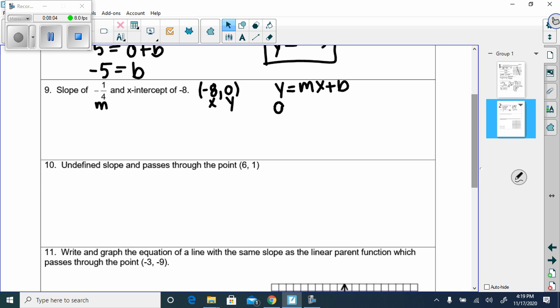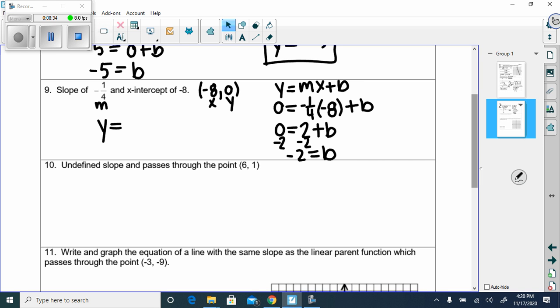So y, I have 0. M, I have negative 1/4. And for x, I have negative 8. And we still have that plus b. So I have negative 1/4 times negative 8, which is just going to give me positive 2. To get b by itself, I would subtract 2, and I end up with negative 2 equals b. So now I can write my equation. I would have y equals negative 1/4 x minus 2.